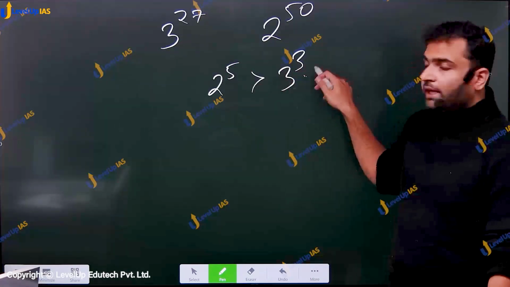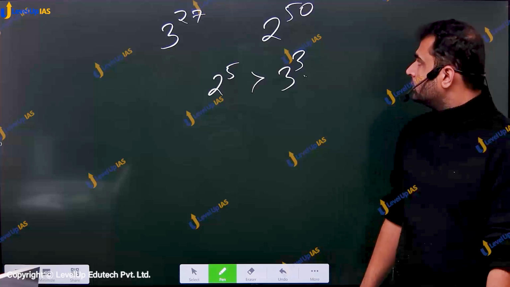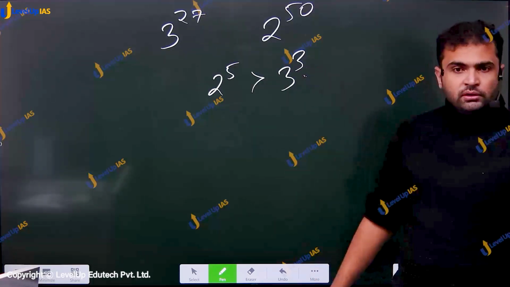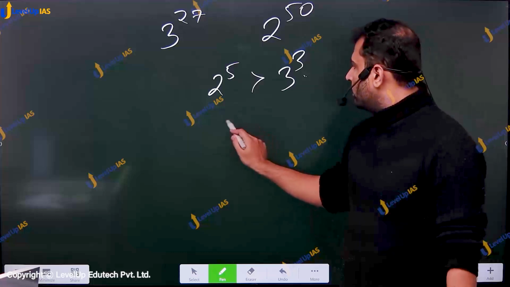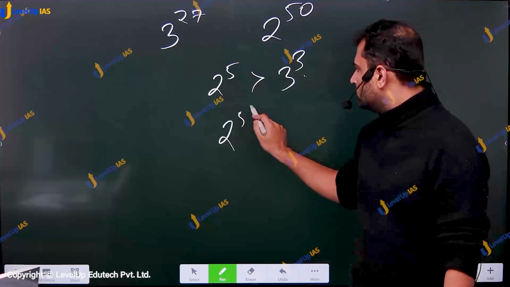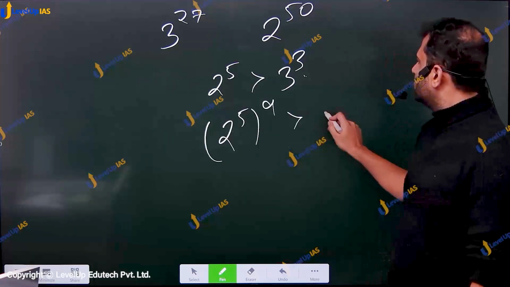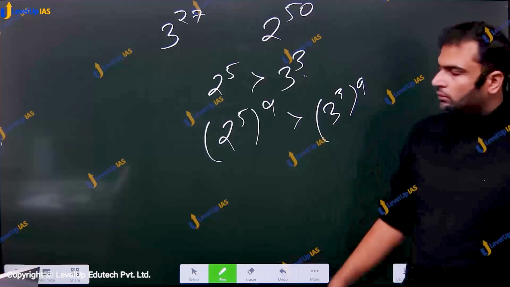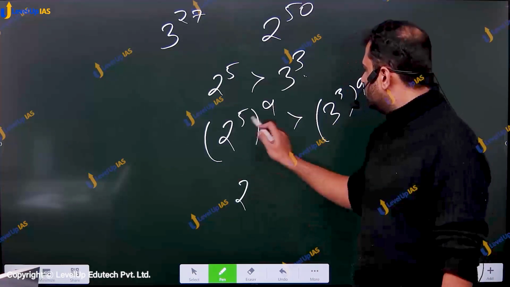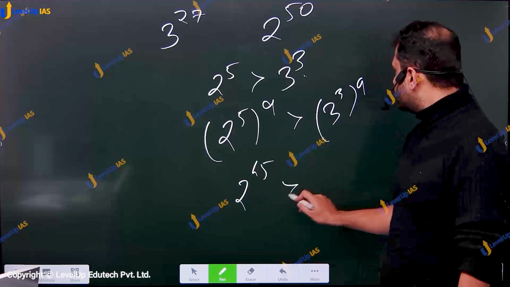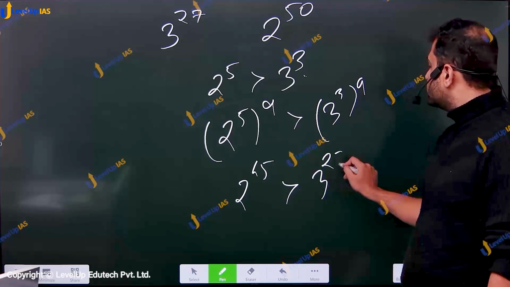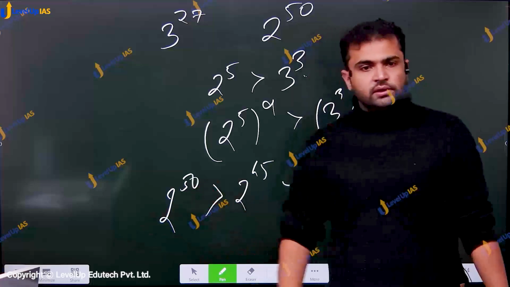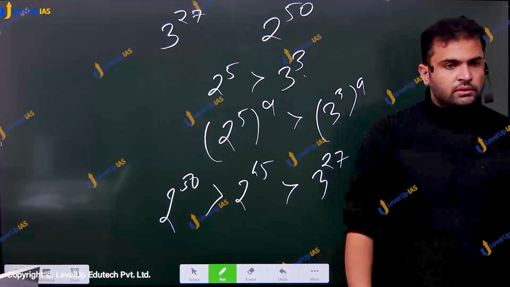How much power do I take? I take 9th power. What do I get here? 9 fives are 45. I take 9th power. So here we have 2 raised to 45, which is greater than 3 raised to 27, and 2 raised to 50 is bigger than this. Okay.